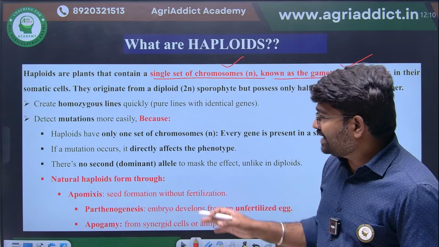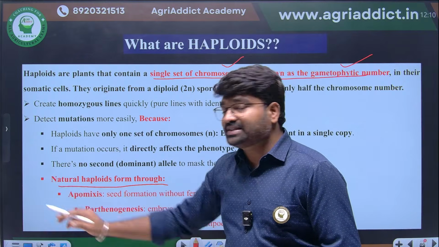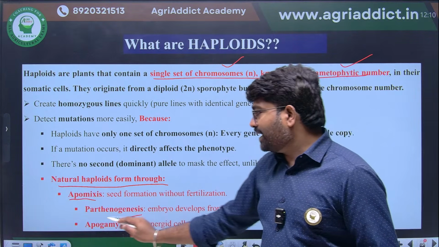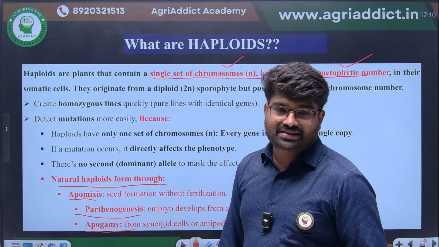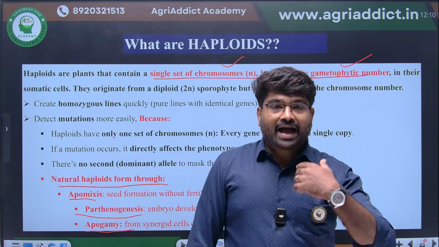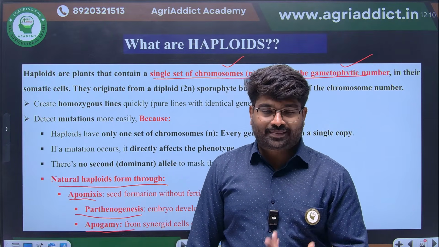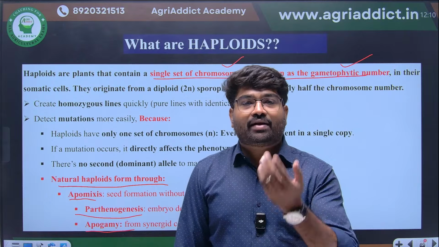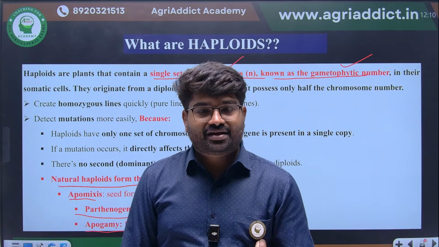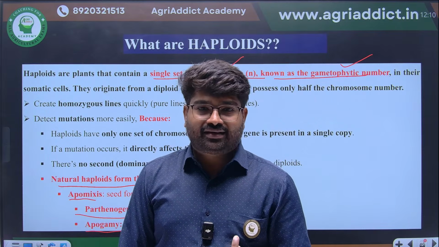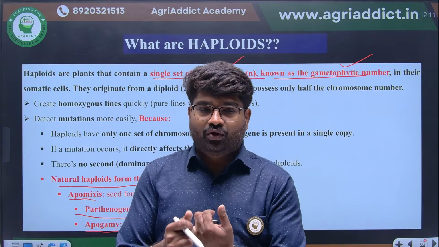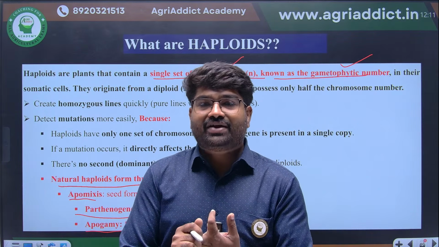Naturally, how will haploids be produced? In nature they may be produced due to apomixis, parthenogenesis or apogamy. These are the different phenomena that lead to haploid production in natural conditions. But if you want to develop haploids under in vitro culture, there are different techniques: anther culture and ovule culture. Now we are going to see how we do anther culture, how we do ovule culture, and what media we use in that.